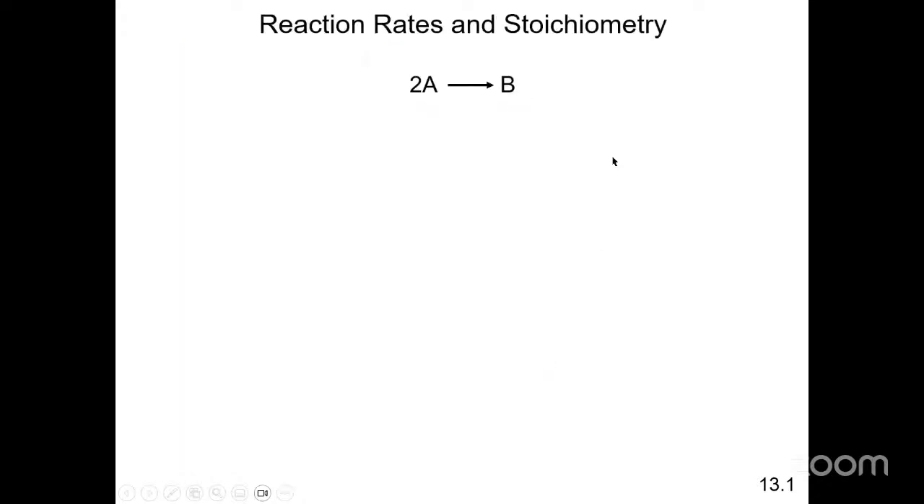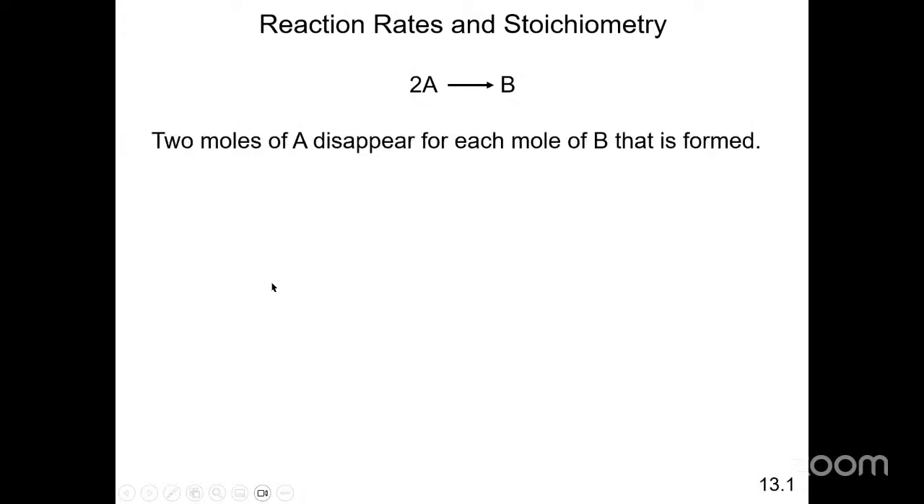So let's look at some relationship between reaction rates and the stoichiometry of a reaction. So we're going to look at this particular hypothetical example where you have 2 moles of A reacting to form 1 mole of B, right? So obviously we know, based on very elementary chemistry, 2 moles of A disappear for each mole of B that is formed, all right? So the result of that is, if you look at the rate of the reaction, the rate of disappearance of A would be twice that of B. Or another way of stating it is that the rate of appearance of B would be half that of A, right?